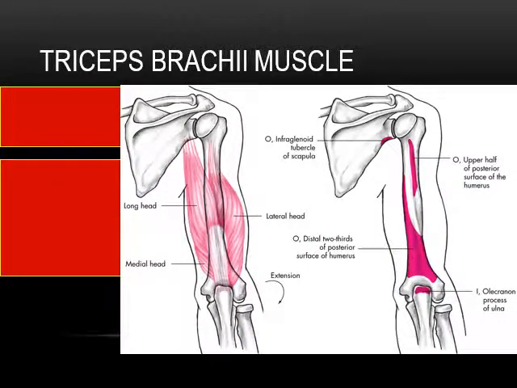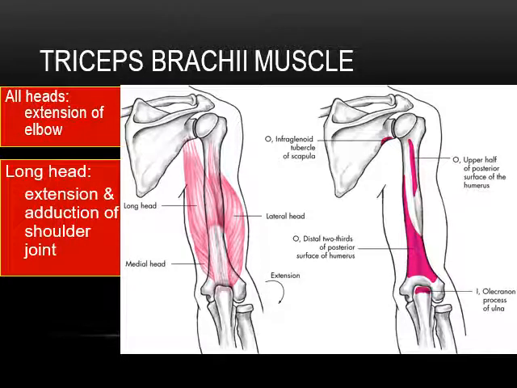So the triceps brachii muscle, you can see all heads will perform extension of the elbow. The long head will do some weak extension and adduction of the shoulder joint. And if you look at the long head, you can see why that would be. So the long head does have an origin on the infraglenoid tubercle of the scapula. So again, it's going to cross the shoulder joint, so it's going to have action at the shoulder joint, albeit weak action, it will still assist with that.